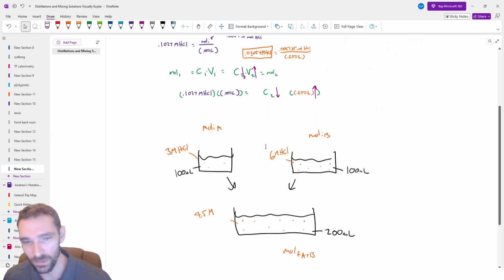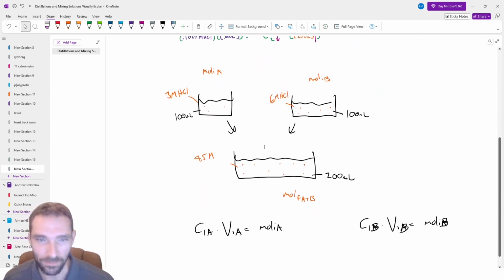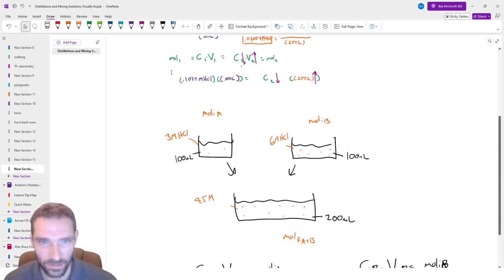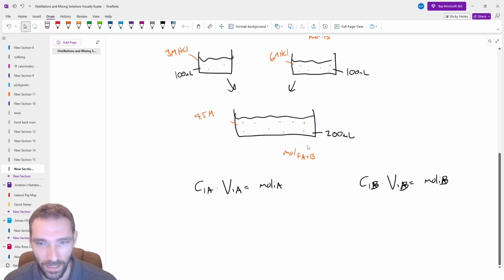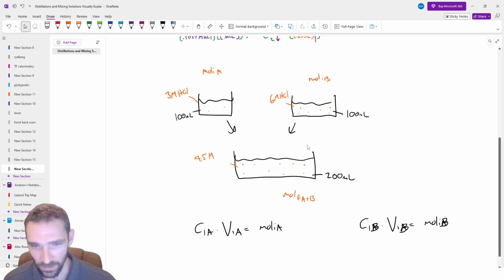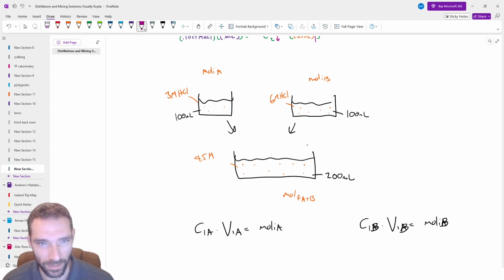But when you mix two different solutions, you have to be a bit more careful. Because we have different volumes being involved, you can't just use this formula. You have to be a bit more careful as to what you're plugging in and where. So let's say that you have 3 molar of HCl and 6 molar of HCl. One is more concentrated than the other, and you're mixing them.